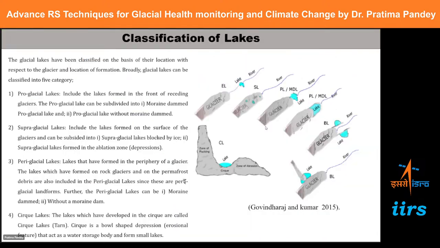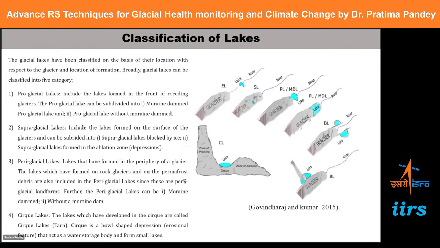And lake mapping we do for lake inventory. Lake inventory is very important to understand how the lakes are growing, because the growing or expanding lakes can cause glacier hazards also, like glacier lake outburst floods. So to understand the glacier lake outburst flood, there is a need to monitor the lakes, and for monitoring we need to map the lakes. So not all the lakes are hazardous.